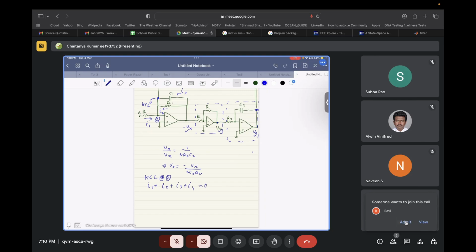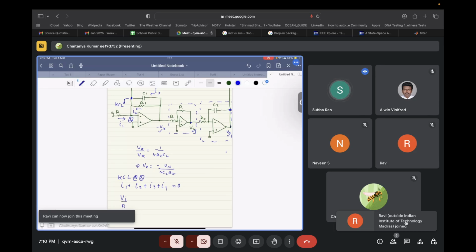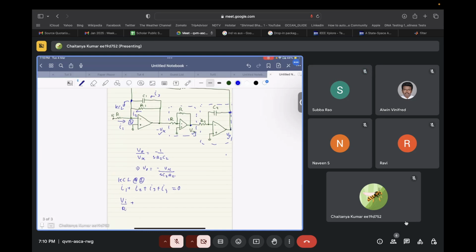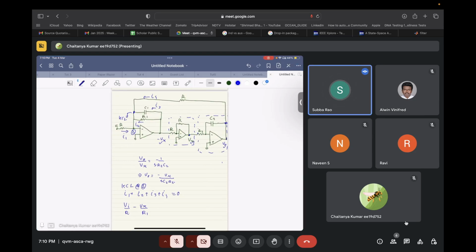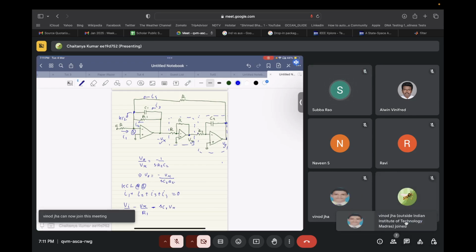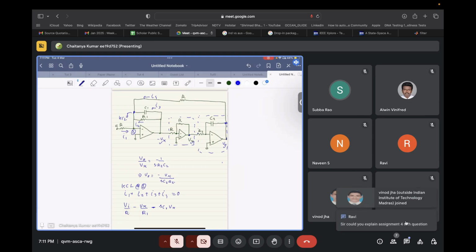What is I1? I1 is Vi by R. What is I2? I2 is minus Vx by R1. What is I3? I3 is minus Vx by 1 by C1 S, that will just be S C1 times Vx. And then at last we have I4, which is basically V naught by R again. Okay, this is equal to 0.